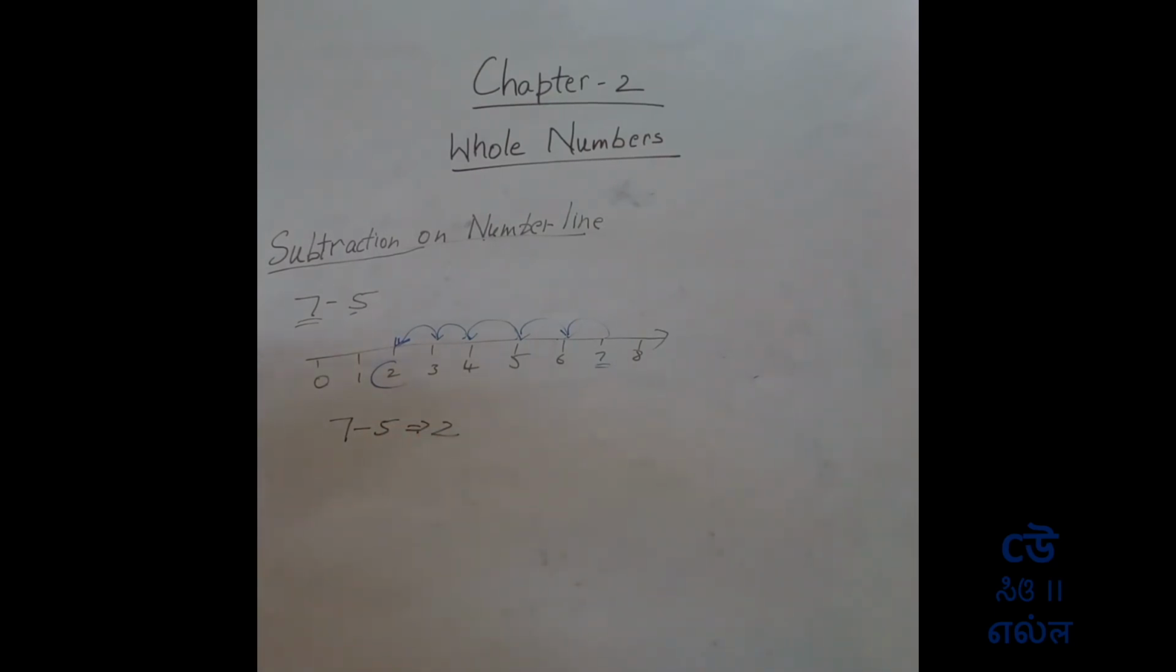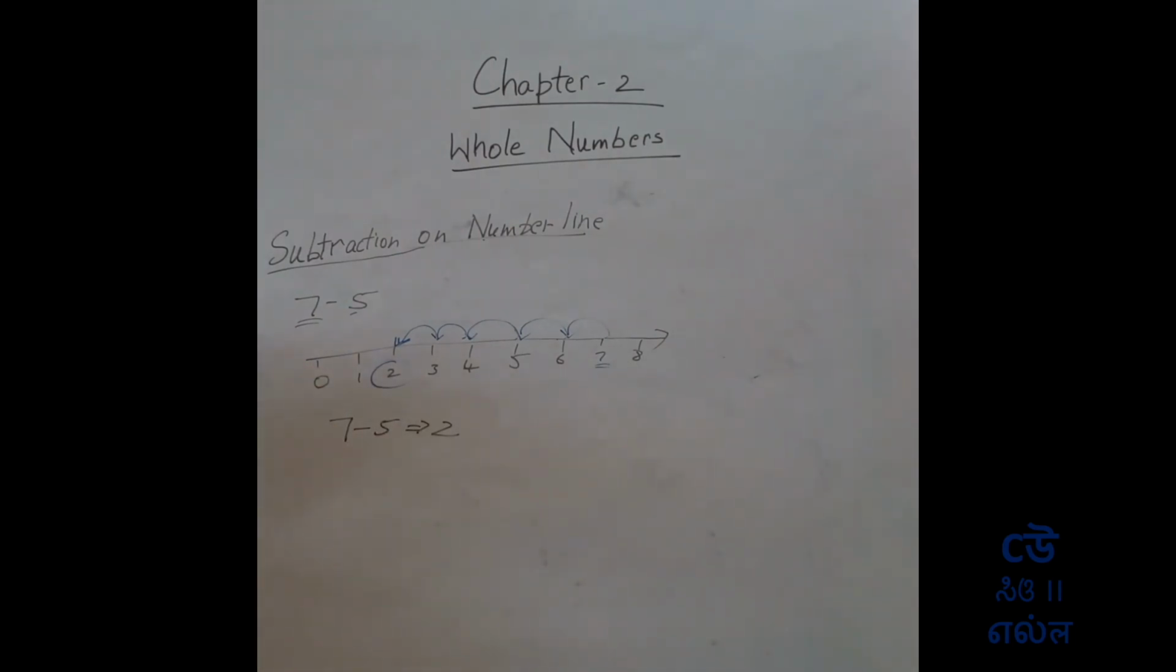How did I do it? First you have to start from 7. Since 5 is being subtracted from 7, move 5 towards the left, with one jump of a unit. You have to jump one unit. You will call this a unit. So make 5 such jumps. We can reach the point 2. So we did 5 jumps, and we got 2 as the answer. Okay.